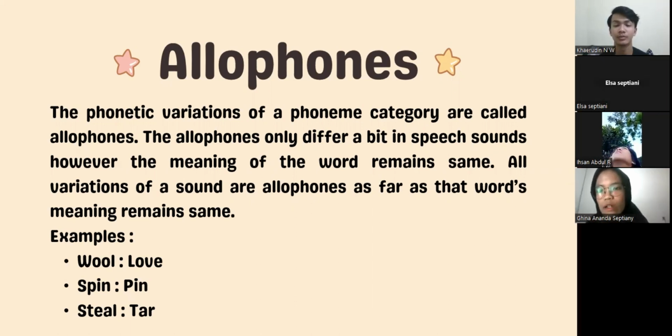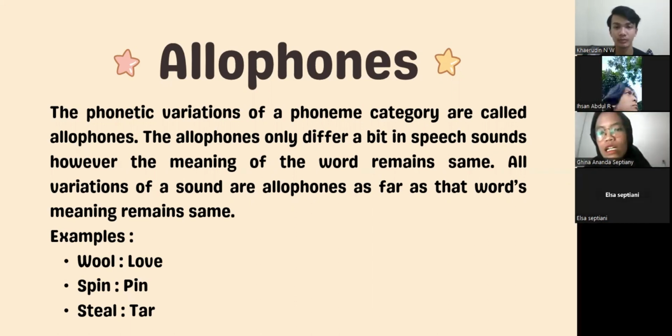I will talk about allophones. In simple words, the phonetic variations of a phoneme category are called allophones. The allophones only differ a bit in a speech sound. However, the meaning of the word remains the same. All variations of a sound are allophones as long as the word's meaning remains the same. Here are some examples of allophones.